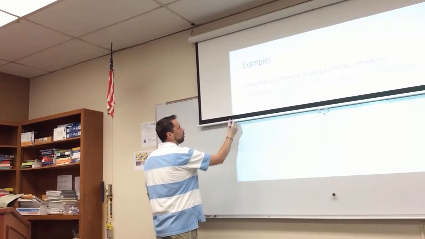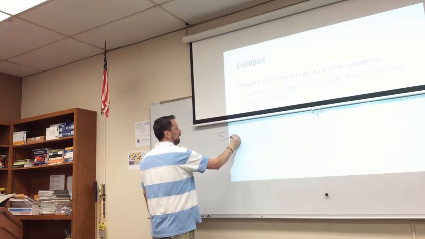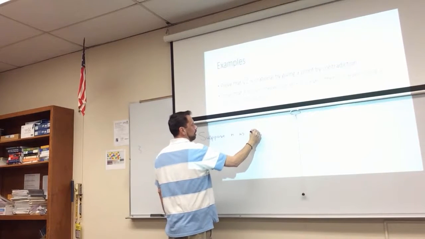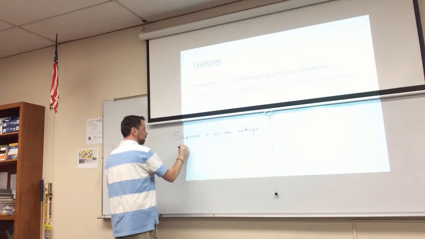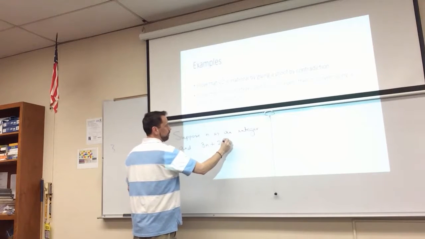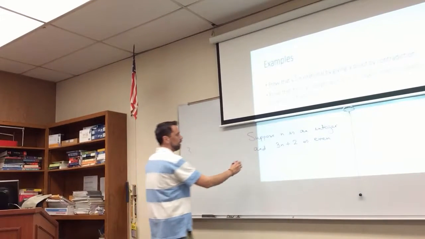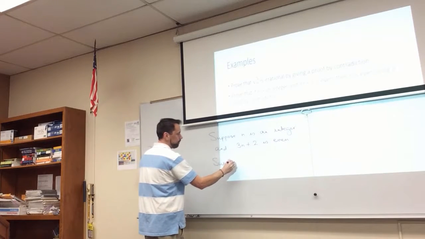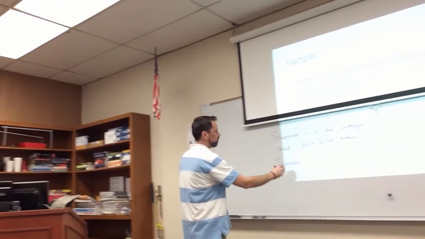Okay, so for this second one, it would go something like this. Suppose n is an integer and 3n plus 2 is even. Okay, and now we're going to prove that n is even using contradiction. Okay, so that's going to go something like this.